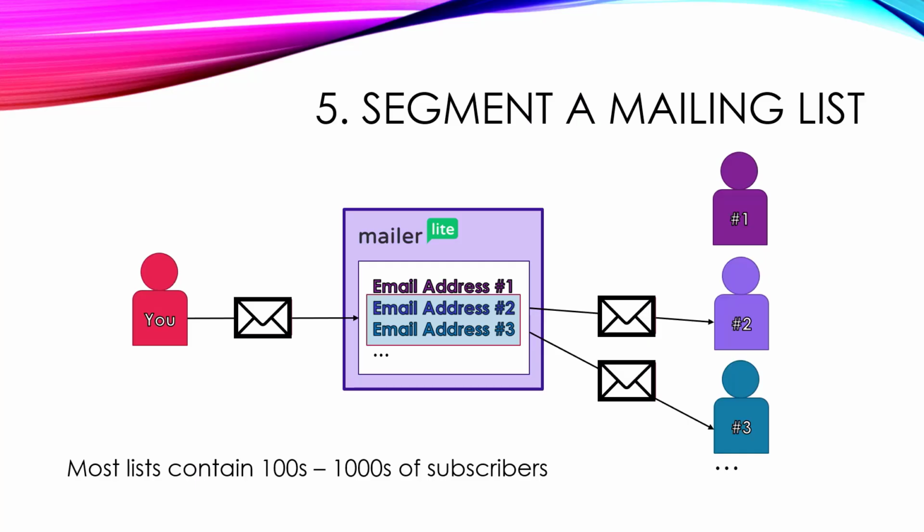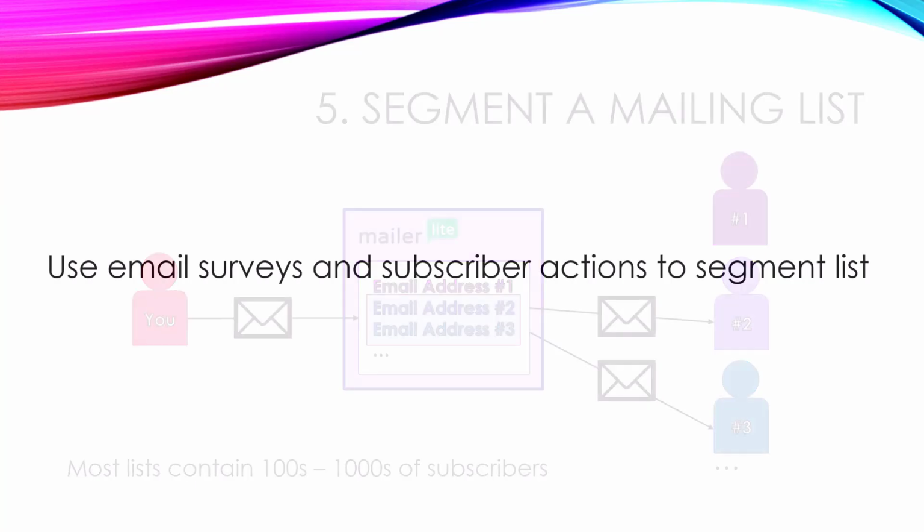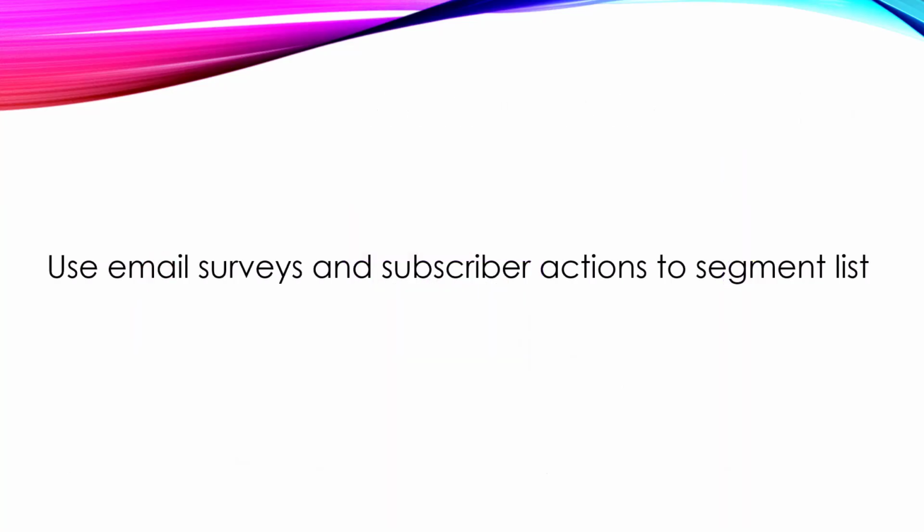Next, you can segment your mailing list. For instance, let's say email addresses 2 and 3 are special. Maybe they bought a book in the past. So I want to send this email just to them. I can segment a list and send emails to only a part of an email list. Now, we're not going to cover this in detail because we have really no need to segment a list. We're going to blast away to everybody every time. But you can use surveys and other subscriber actions to segment a list.